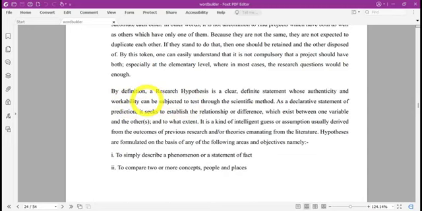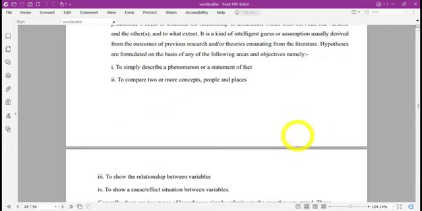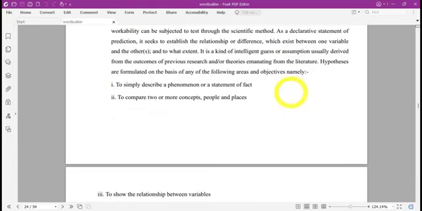But research questions are the questions you get to ask in the course of running the research project you're doing. As a declarative statement of prediction, the hypothesis seeks to establish the relationship or difference which exists between one variable and the other or others, and to what extent. It is a kind of intelligent guess or assumption. Hypothesis is a kind of guesswork. By the time you finish your work, it will no longer be a guess. At that time, it is no longer a hypothesis.